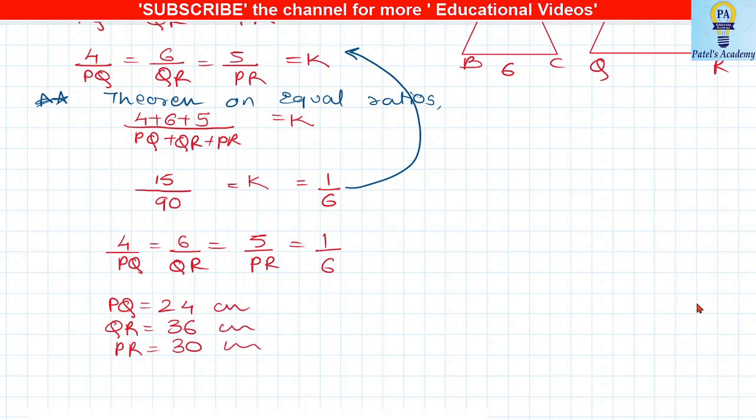So you can even self check your sum. If I add this, am I getting 90 centimeters? Yes. So the sides of the triangle are 24 centimeters, 36 centimeters, and 30 centimeters. So that was triangles and theorem on equal ratios.